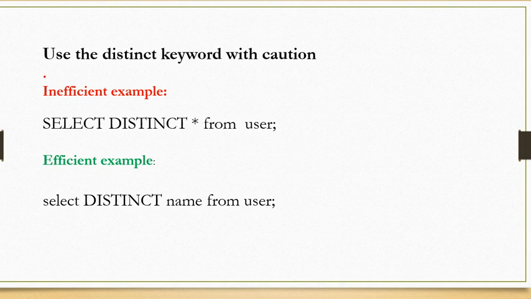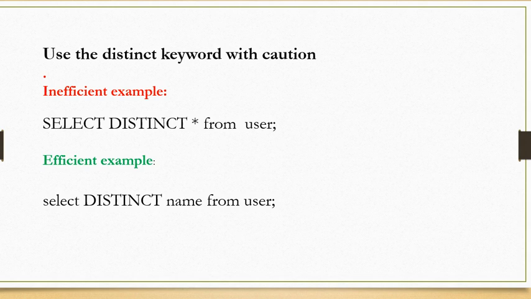Okay, so the next one is use the distinct keyword with caution. The distinct keyword is generally used to filter duplicate records to return unique records. When used in the case of querying one field or a few fields, it brings an optimization effect to the query. However, when there are many fields, it will greatly reduce the query efficiency.